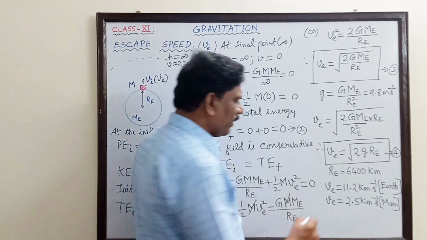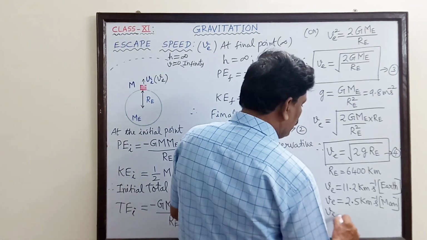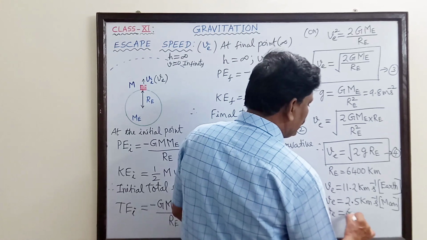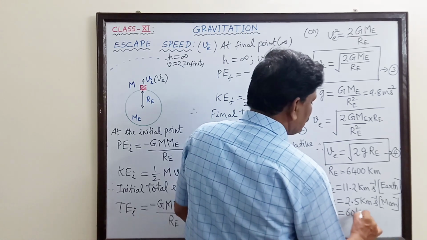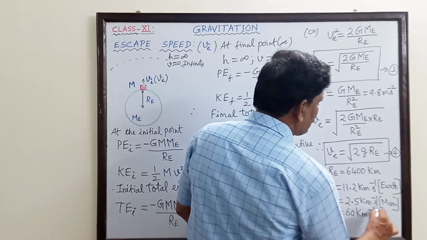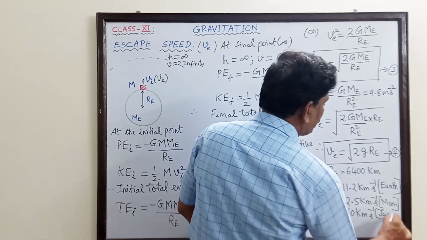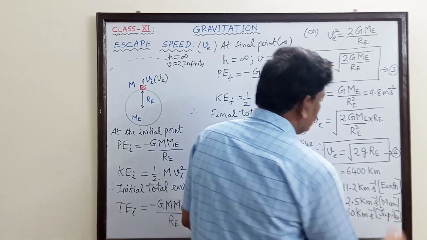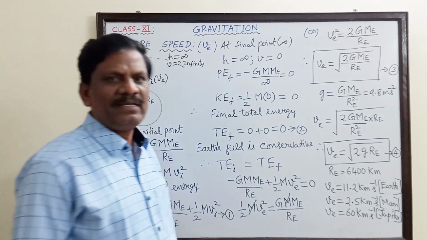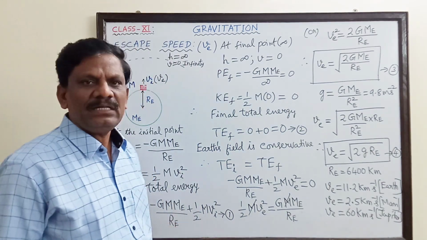Like that, if we calculate the escape speed on the surface of Jupiter, it is 60 kilometers per second on Jupiter. So like this, for any surface, we can calculate the escape speed.